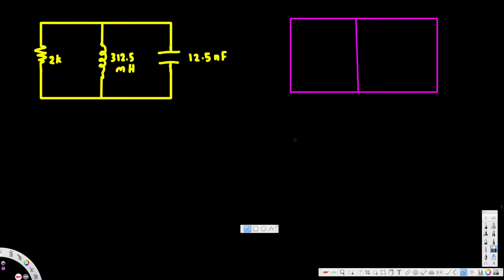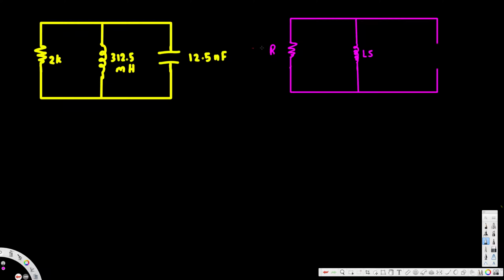Okay, let's get rid of these things. Here we have three elements. This resistance will remain the same. When we convert the resistance from time domain to Laplace domain, it's still going to remain the same, so we just put it as R. Then when we convert this inductance from time domain to Laplace domain, that's going to become L times S. That's going to become impedance. Okay, this is our impedance.